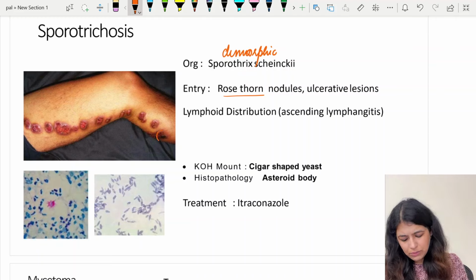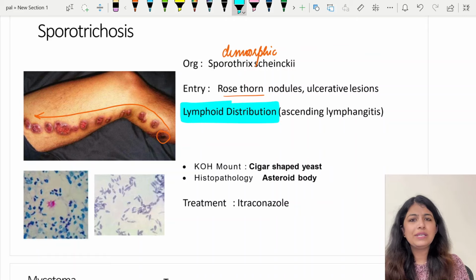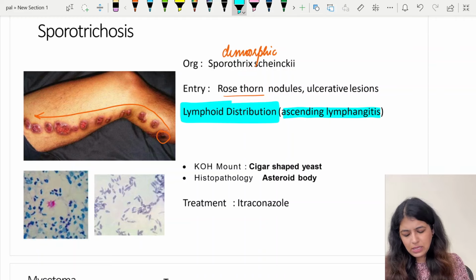The inoculation might have happened somewhere here, so you get a nodulo-ulcerative lesion here and the infection spreads proximally in a linear pattern because it spreads along the lymphatics. So the distribution is a lymphangitic pattern through ascending lymphangitis. I'm telling you the infection spreads proximally, so this is called ascending lymphangitis. And you get these multiple nodulo-ulcerative lesions on the foot.